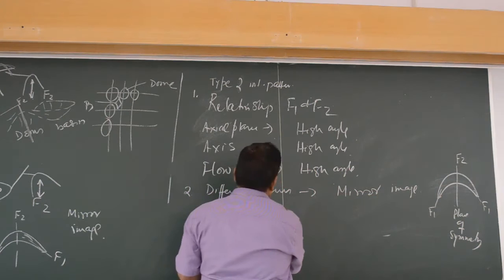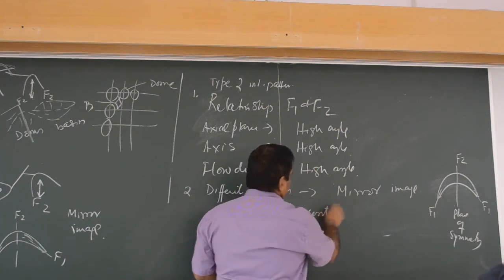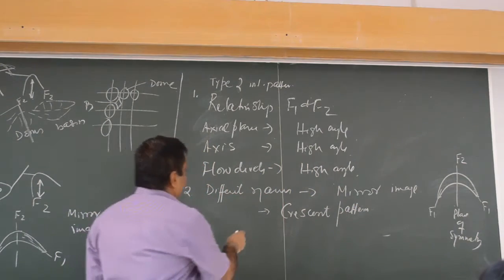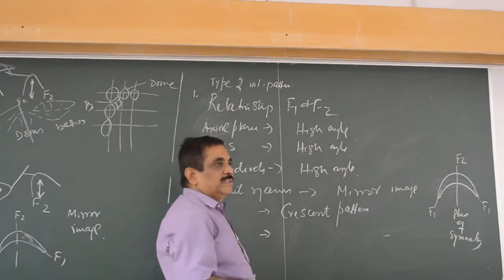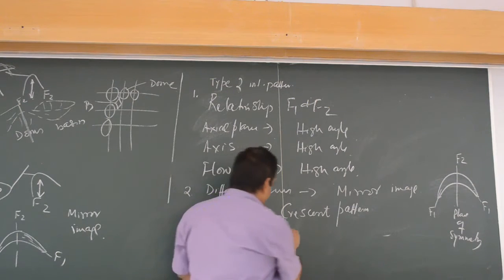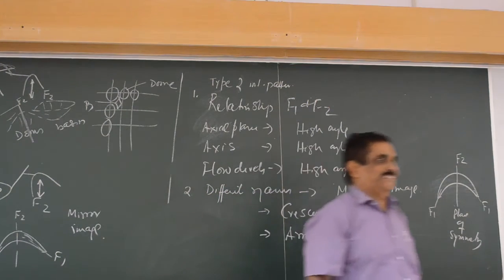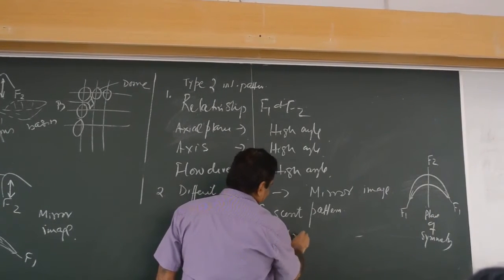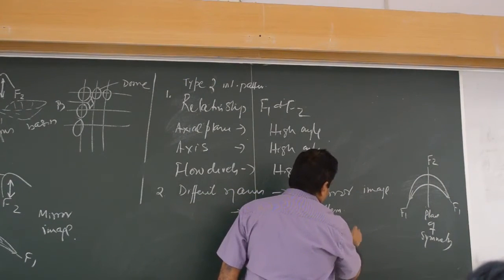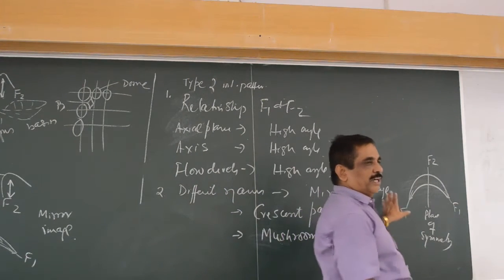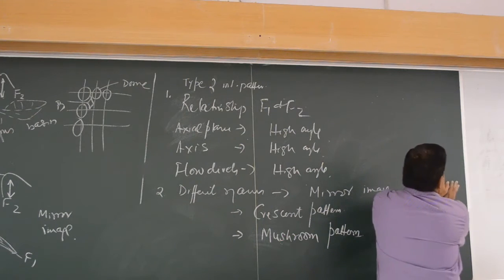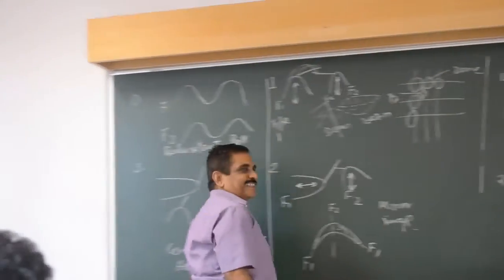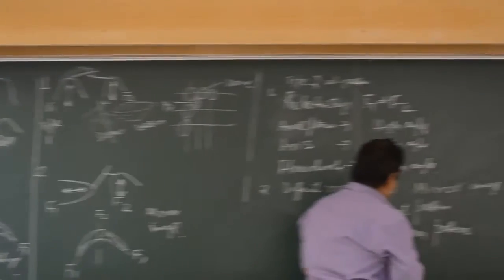And what else? Crescent pattern. You understand the meaning, I think. Crescent means moon pattern or sickle pattern, you know. Then what else? Mushroom pattern. Here there is no arrow. If you remove this part, it may appear like an arrow, you know. Hook. But if you see it in totality, this will be the hook. Mushroom pattern. And what else?